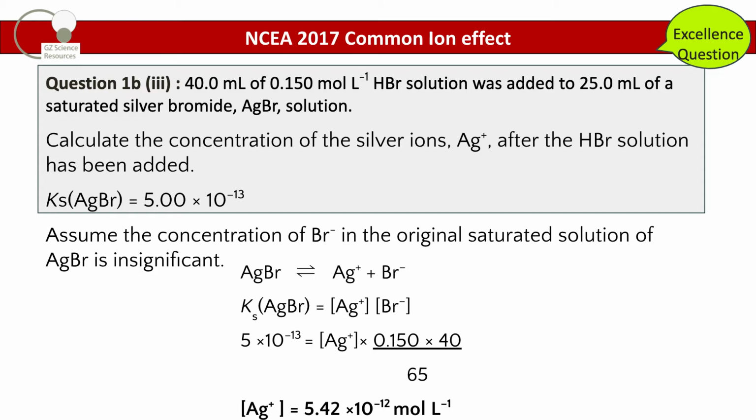Nelly, did that make sense for how I got my bromide concentration? Yeah, cool. So that's the common ion. What I did is C times V divided by the total volume. That's the equation.